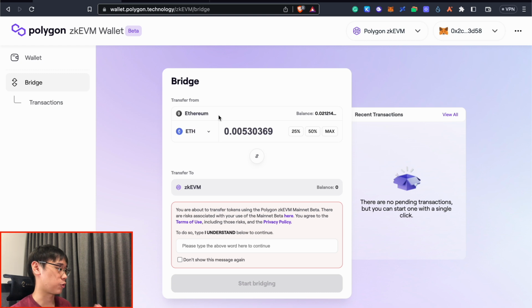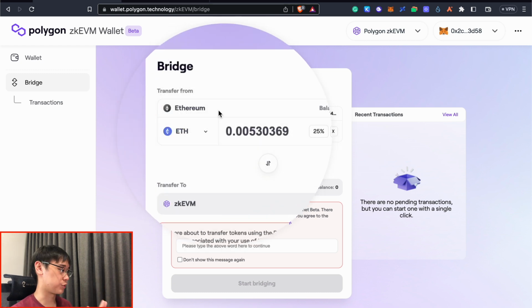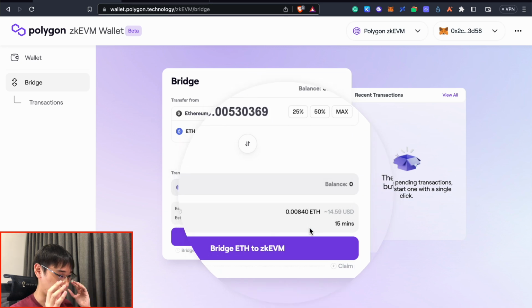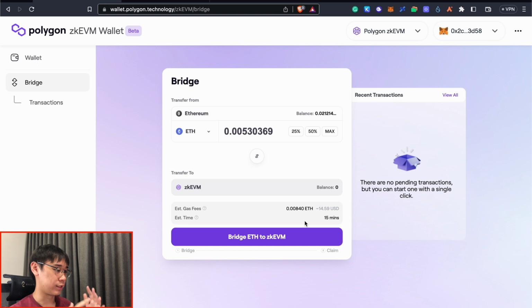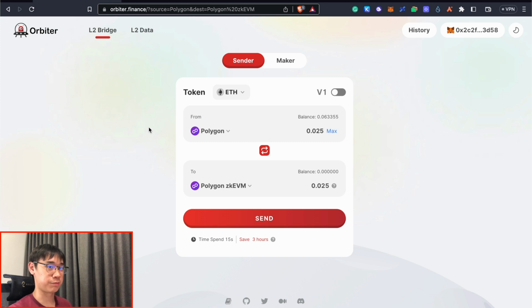The main drawback of this Polygon bridge is that you are only able to bridge your funds from the Ethereum network to the zkEVM. The gas fees can be extremely high, and right now it goes up all the way till almost 15 USD worth of Ethereum. This can be extremely expensive, and it may not be really worth it if you are only bridging over a small amount of Ethereum.